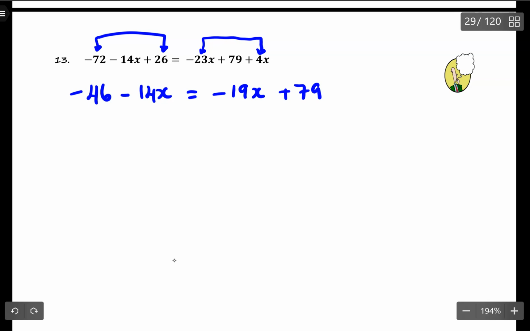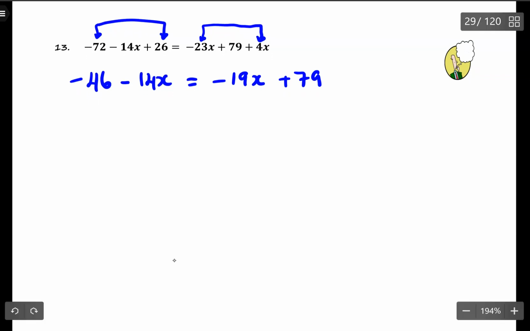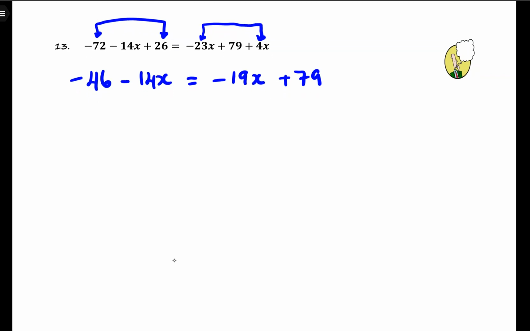Okay, so now you see, you simplified your equation to this particular equation, and you cannot simplify anymore on the left-hand side. You also cannot simplify anymore on the right-hand side. So now you decide, do you want x to stay on the right-hand side or the left-hand side? It's entirely up to you. But I would think that you want to bring all the x over to the left-hand side.